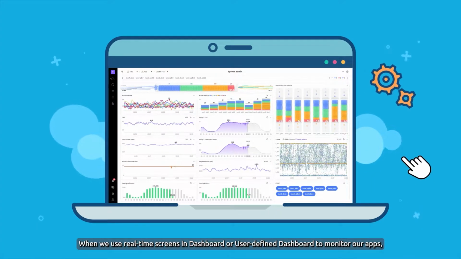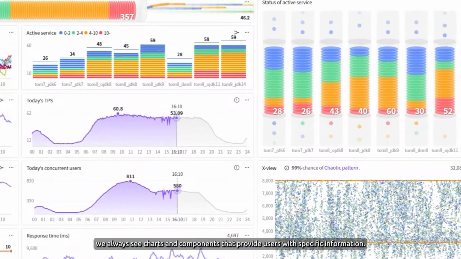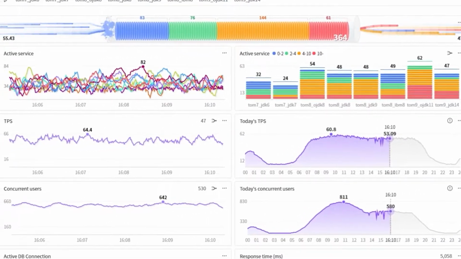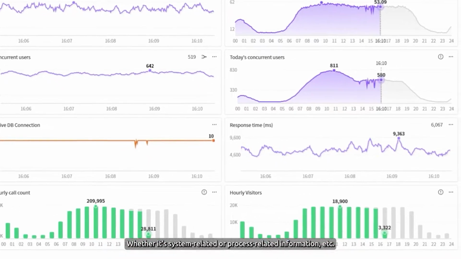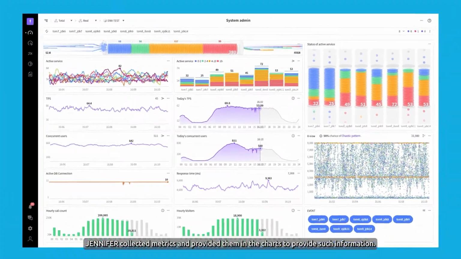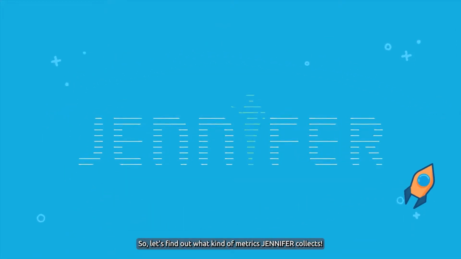When we use real-time screens in the dashboard or user-defined dashboard to monitor our apps, we always see charts and components that provide users with specific information, whether it's system-related or process-related information, etc. Jennifer collected metrics and provided them in the charts to provide such information. So, let's find out what kind of metrics Jennifer collects.